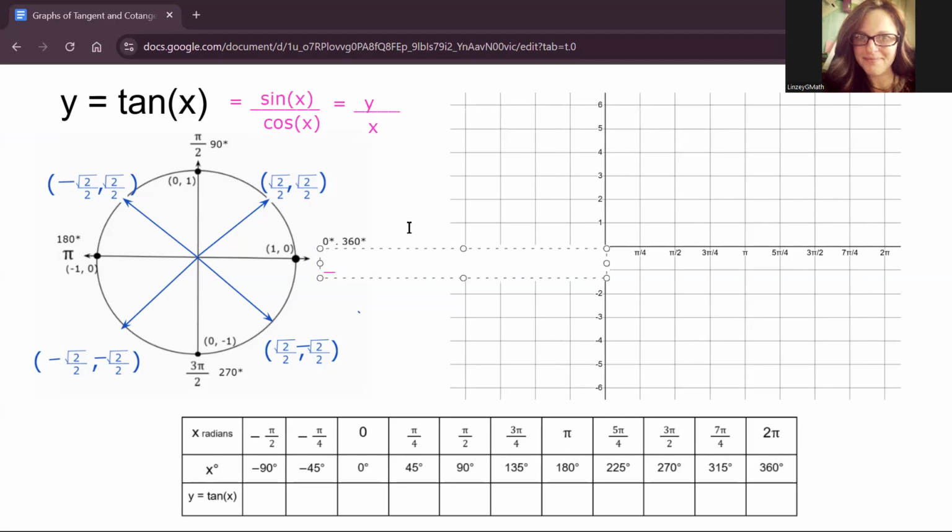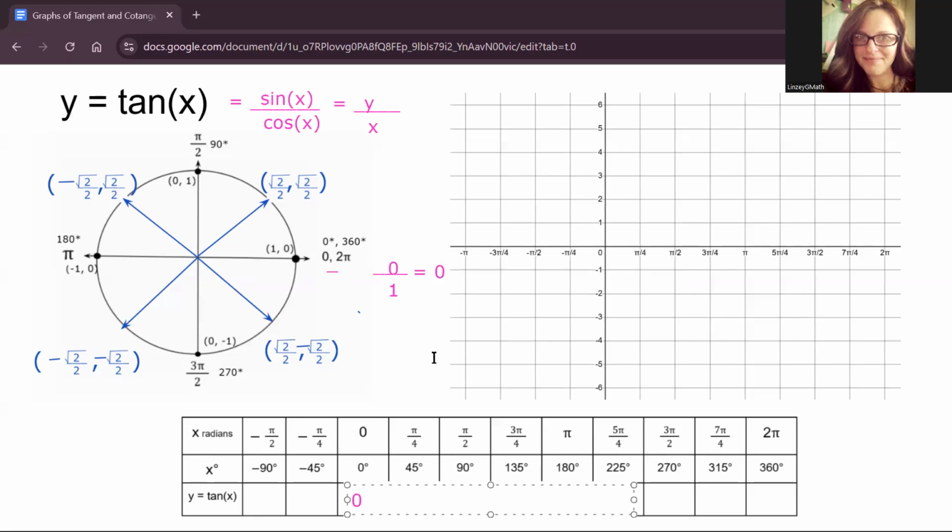But let's start here at 0 degrees or 0 radians. We've got (1, 0). Let's find tangent. Tangent is equal to y over x, 0 over 1. 0 divided by 1 is 0. So tangent of 0 degrees or 0 radians is 0.